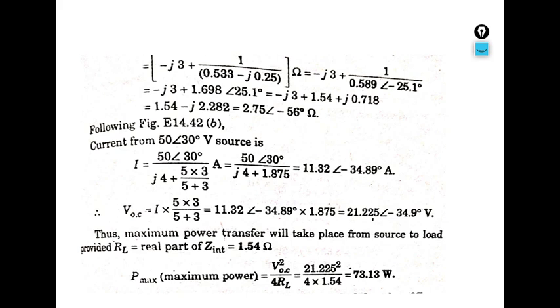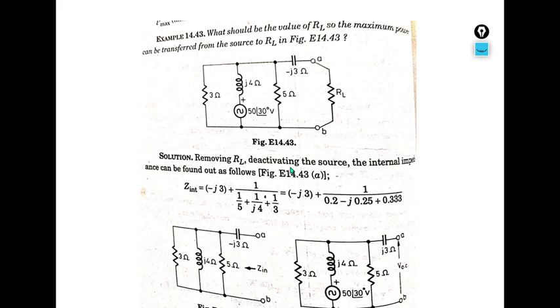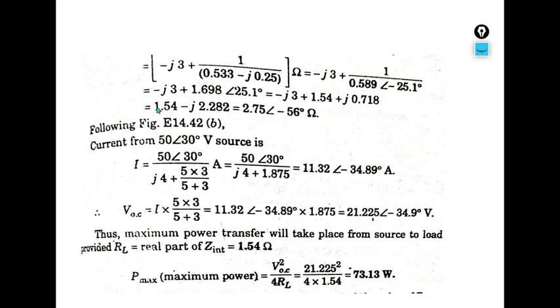Okay, so the next is the maximum power. When the maximum power will be transferred, the same way, whatever Thevenin's equivalent we have got, we have to find the complex conjugate of it. So what is the Thevenin's equivalent? We have got it here, 1.54 minus J2.282. So the complex conjugate of ZTH, this ZL, should be 1.54 plus J2.282.